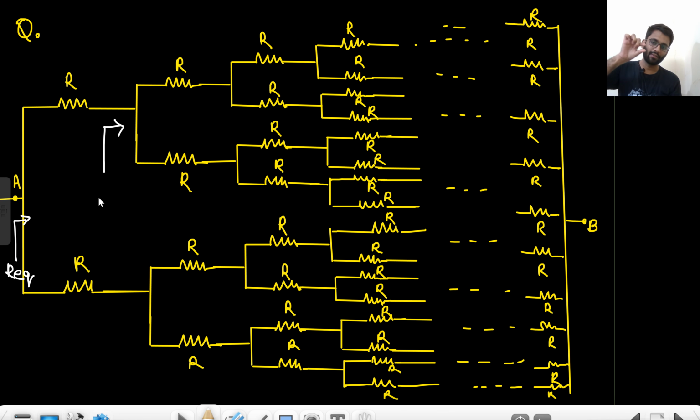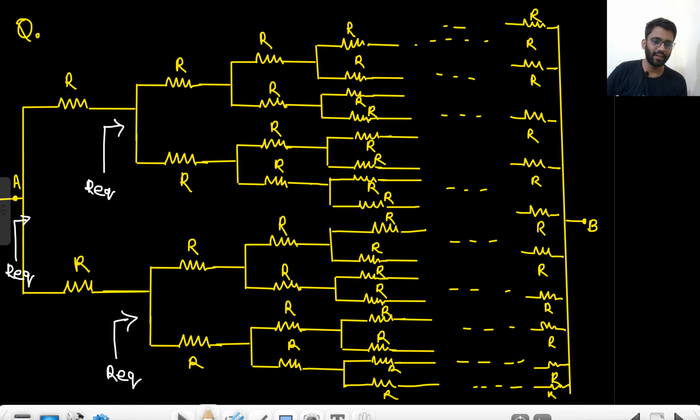Because from one point, two resistances, then two resistances, two resistances, again. This is R equivalent only. And this is the R equivalent part only. This is what is happening here: one point, two resistances, then two more. From here as well, one point, two resistances, two resistances.